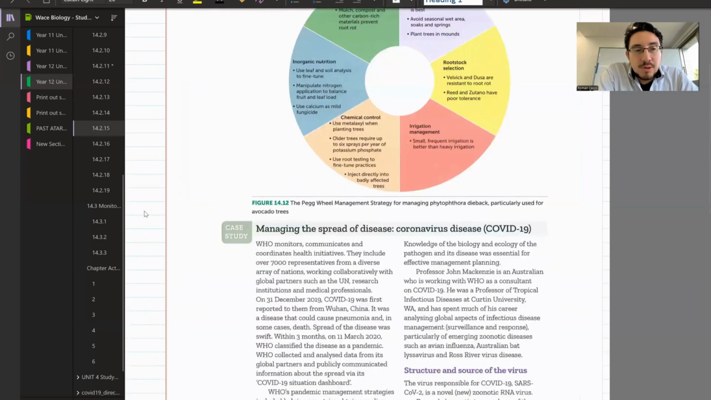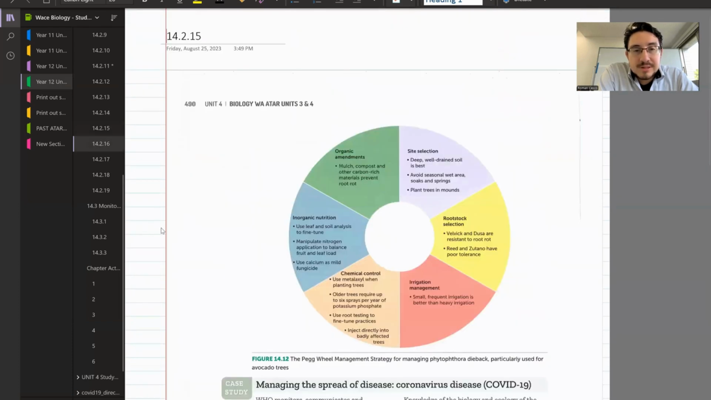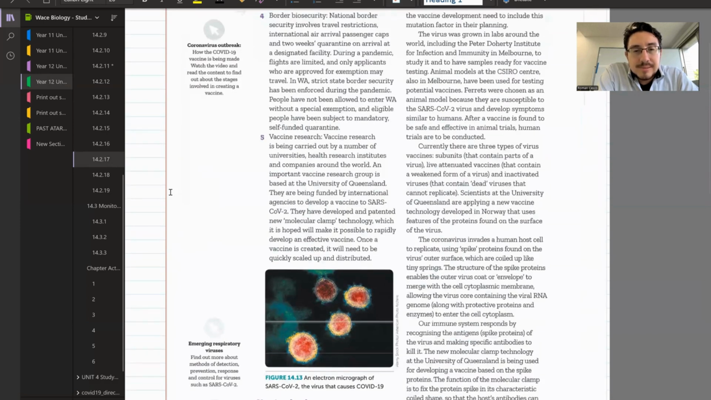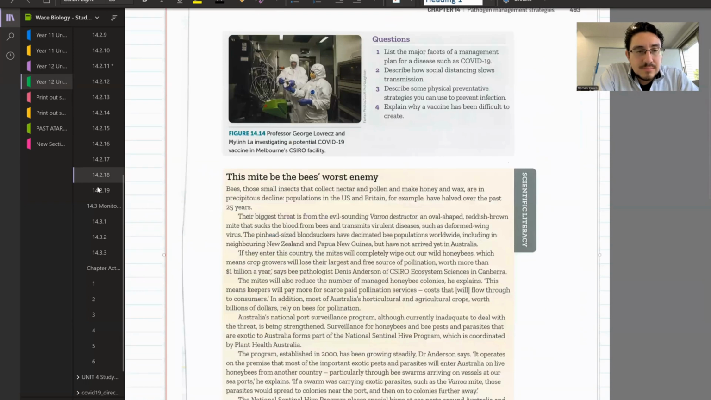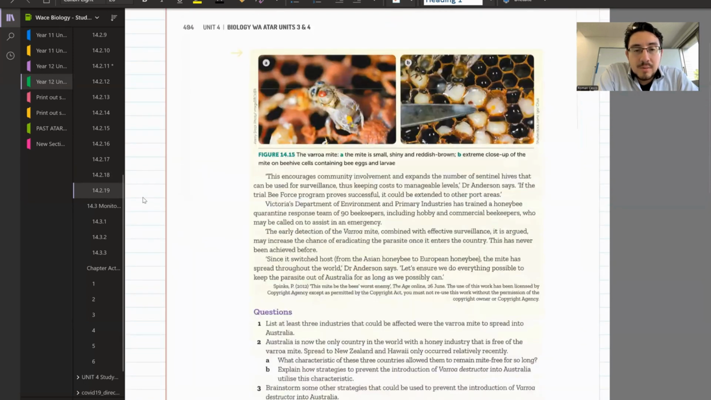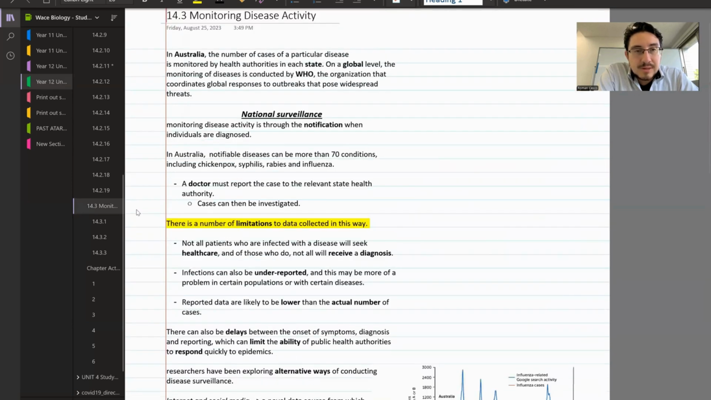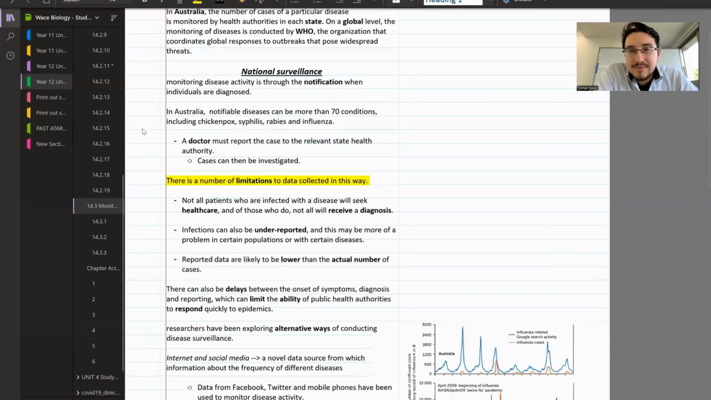Okay. So we're almost done with chapter 14. This basically deals with COVID, and then we get into monitoring, right? We're almost done with the last chapter, guys. The last thing we'll talk about is these 4 little sub panels, which is monitoring disease activity. So here's where the epidemiologist comes in. But that'll be another video.